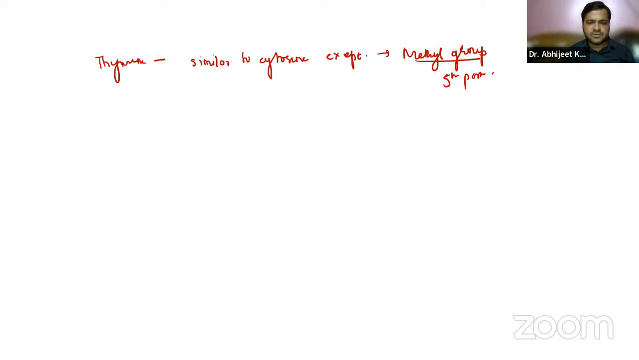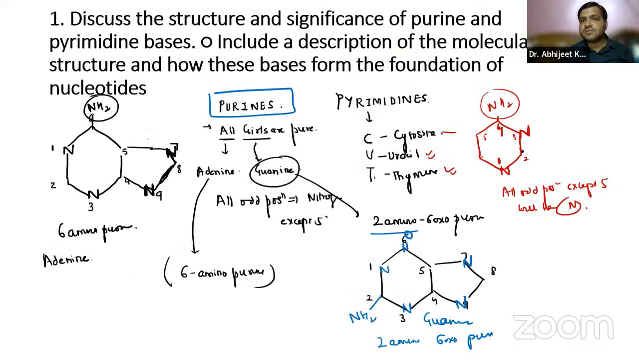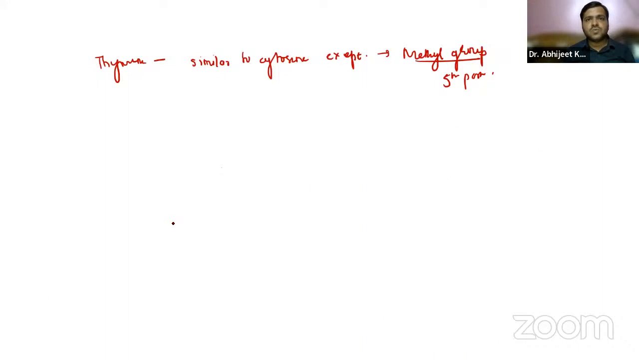It has a methyl group at the fifth position, right? And yes, cytosine also has this carbonyl group, this oxygen, over here as well. Okay, so remember, it is just similar to this structure only. Let me try to draw it for you.